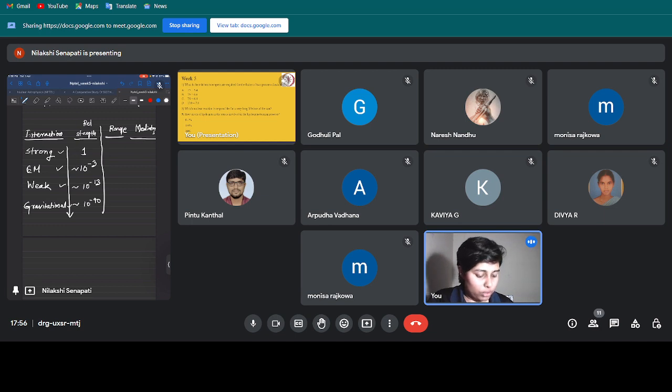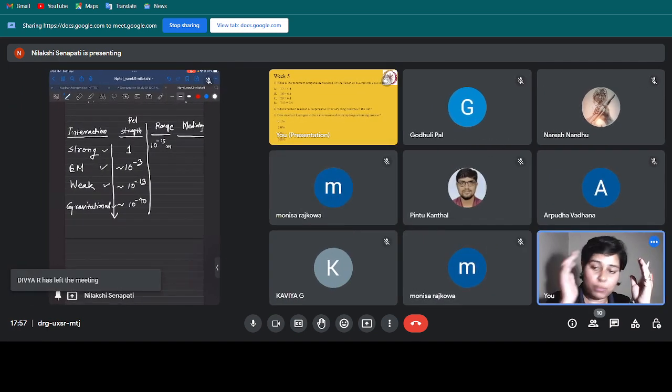Then the range is important, because up to which range we can feel these interactions is very important to know. Then we can visualize where the strong force works, where the electromagnetic force works, where weak and gravitational force work. So this has the 10 to the power minus 15 meter range. Within this is the range under which a nucleus can only form.